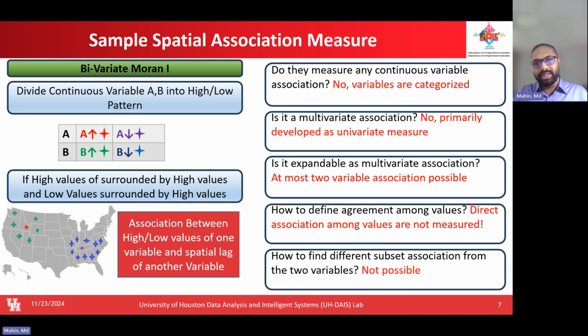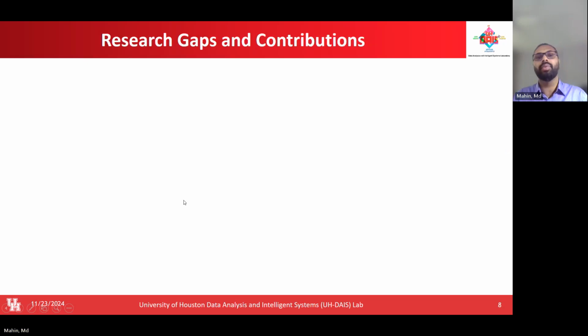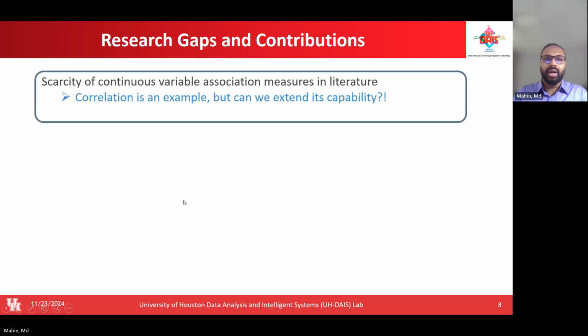So how can we say how different subsets of values are really associated in this area? It's not possible, because at the beginning of the association, we divide each variable into high and low using the whole domain of each variable. So we can't say how a particular subset is associated in this region. So what are the research gaps, and what are the contributions of our work?